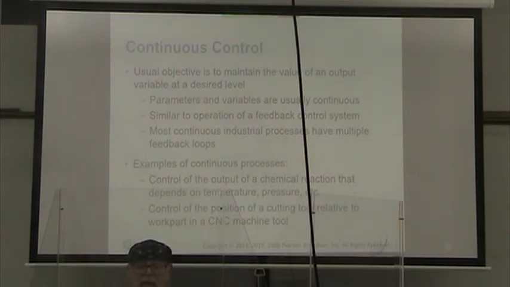Similar to a feedback control system. But in continuous processes, we usually have multiple feedback loops, right? It's not just we're pouring oil in one end of the refinery and we're getting gas out the other end, and those are the only two things that we're measuring. No, we're measuring all kinds of things. The cracking units, we're measuring the temperature at various levels, the reheater, the boilers, whatever.